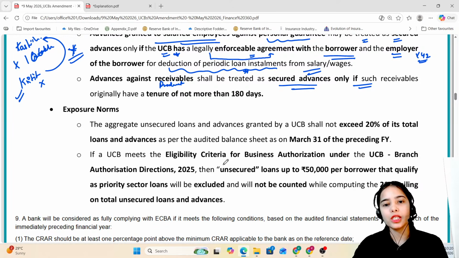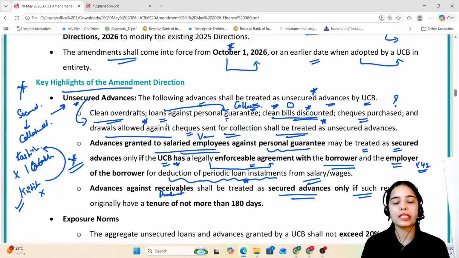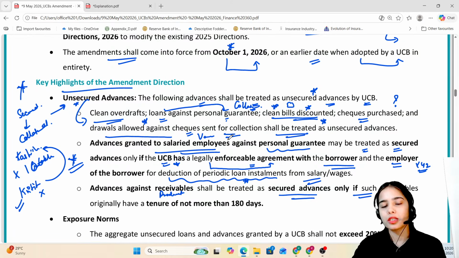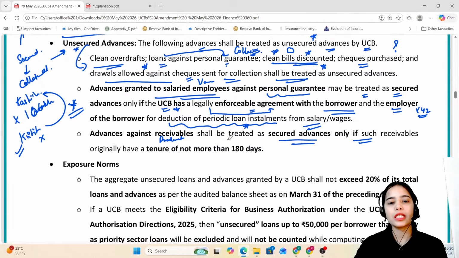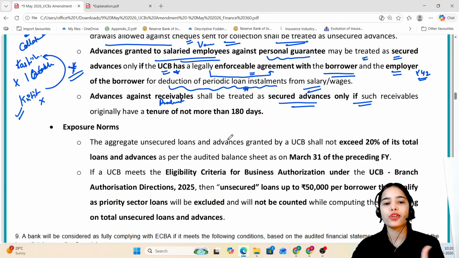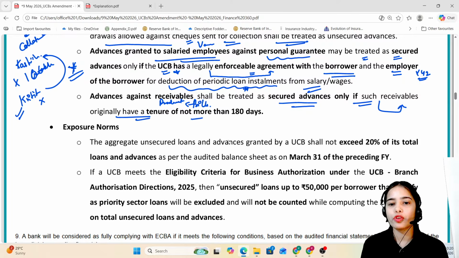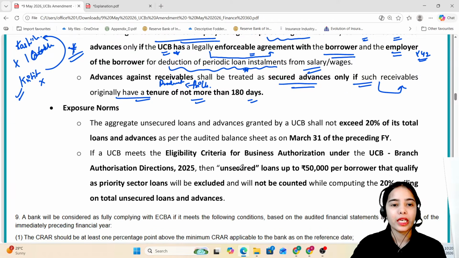Clear? So this is the idea that all of these are considered unsecured advances: bills discounted, clean overdrafts, and withdrawals allowed against the check and such. But in the case of salaried employees, if the employer is agreeing, then this can be considered secured advances, as well as in case of receivables, where there are some bills related to goods and services. If they originally have a tenure of not more than 180 days, then they can also be considered secured advances.